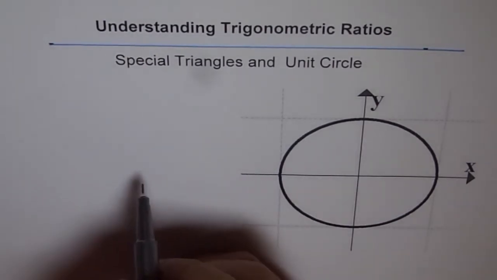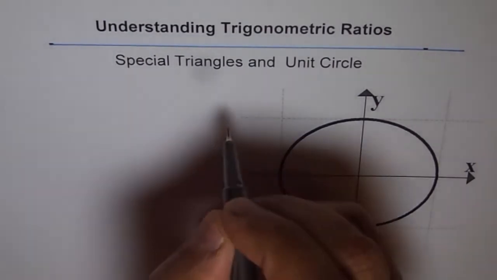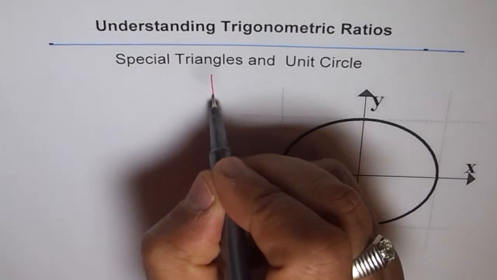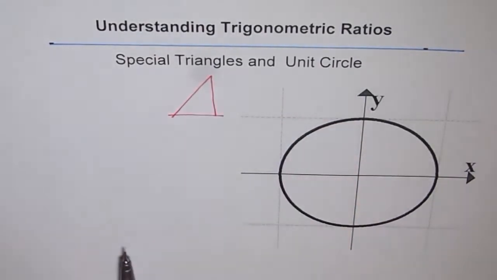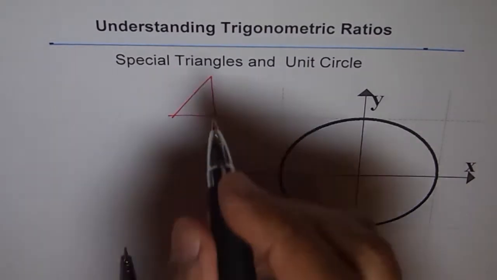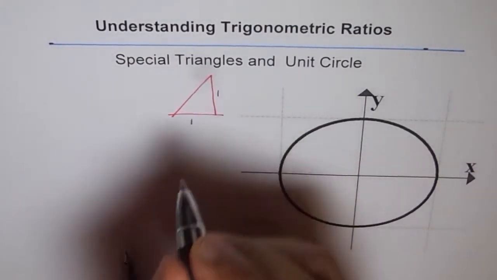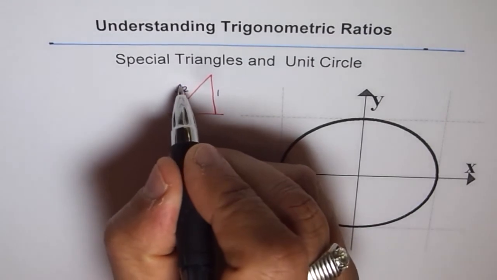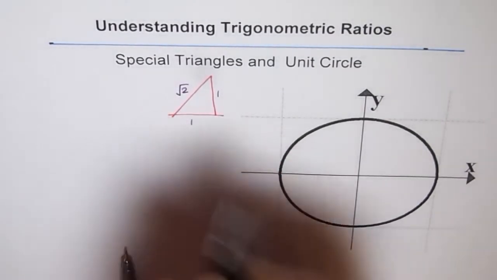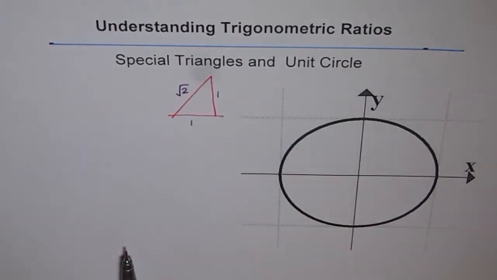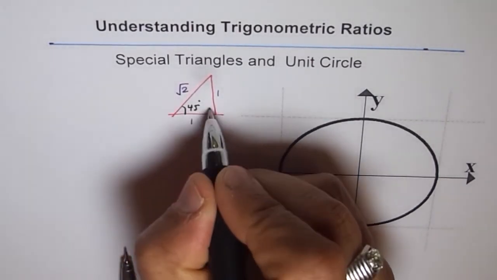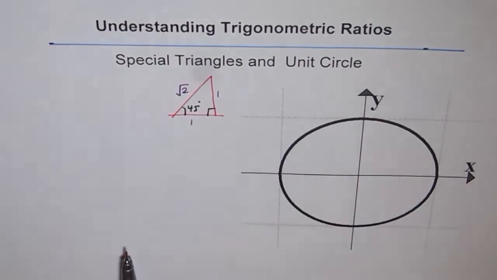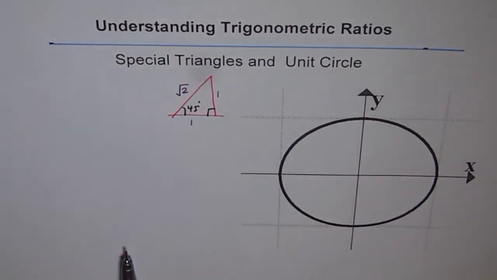So we have two basic special triangles. One is for 45 degrees, which is like this, right? And in the 45 degree triangle, if the sides are 1 and 1, then the hypotenuse is square root 2, and these angles are 45 degrees. So let me write the angles in a different ink. Okay, so this is 45 degrees and that is 90 degrees, correct? So that is one special triangle, which is 45, 45, 90.